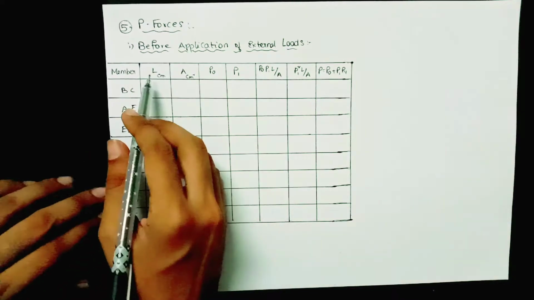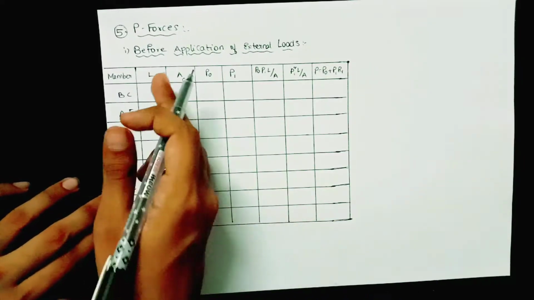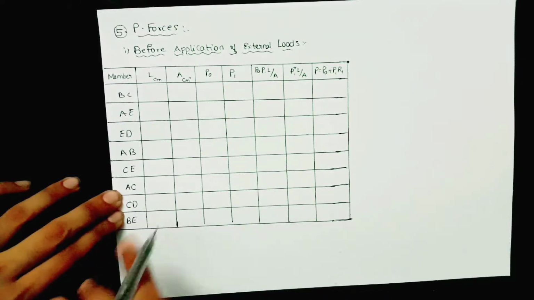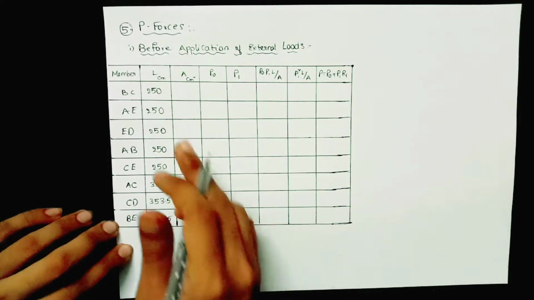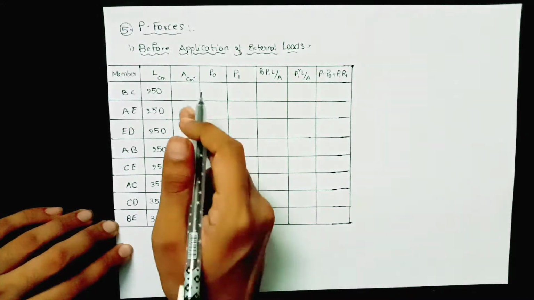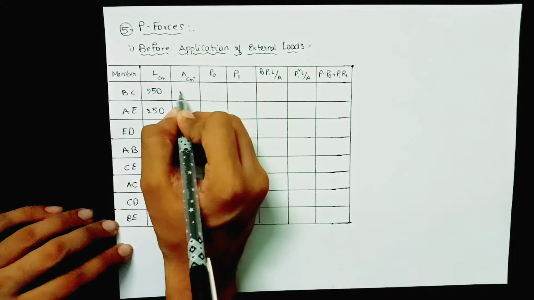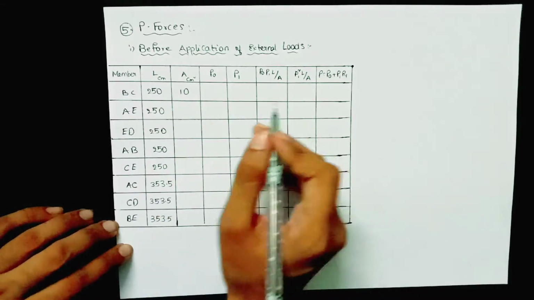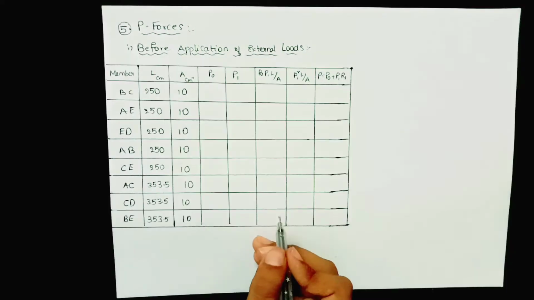So length of member BC, length of member AE, length of member ED. Similarly place all the lengths in this column. I have placed all the lengths of each member, and now I will place all the areas from the given question in this column. The area is given as 10 square centimeters for all the members.